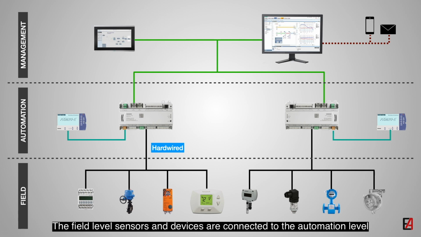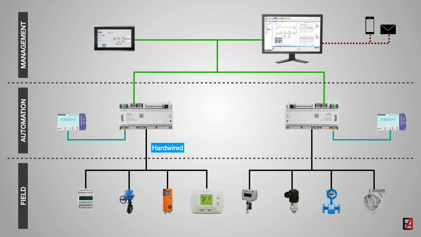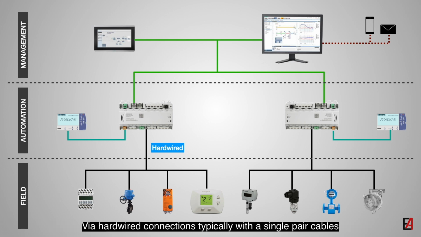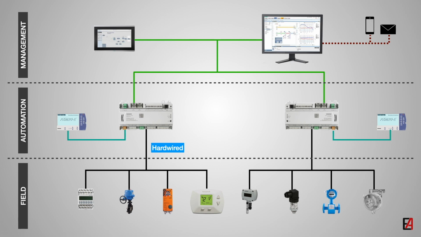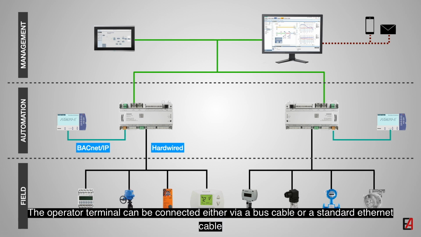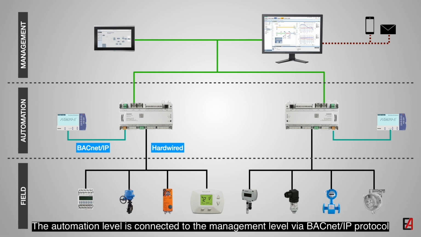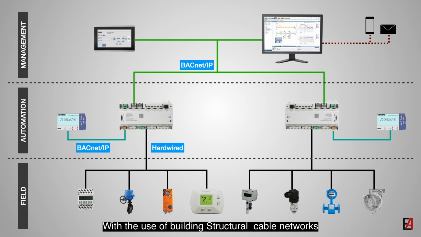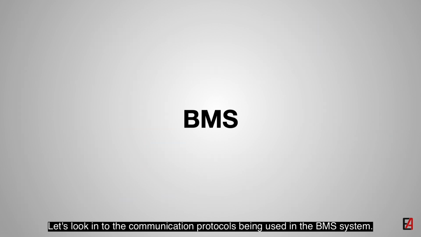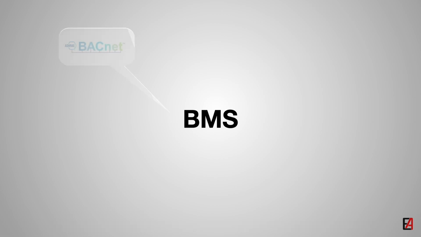The field level sensors and devices are connected to the automation level via hardware connections, typically with a single pair cables. The operator terminal can be connected either via a bus cable or a standard Ethernet cable. The automation level is connected to the management level via BACnet IP protocol with the use of building structural cabling networks. Let's look into the communication protocol being used in the BMS system.